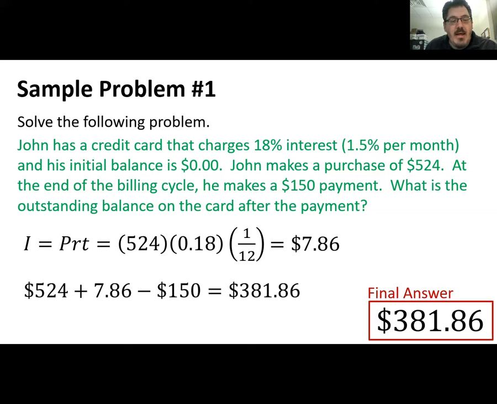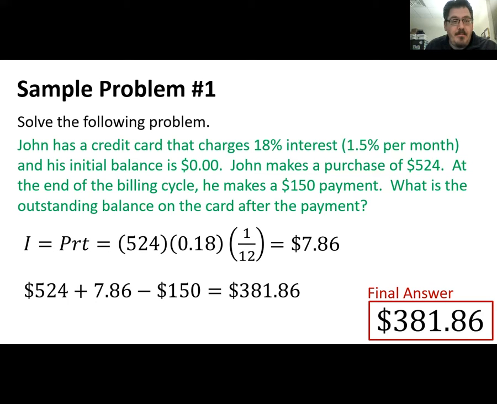So remember to account for the interest and make sure that that's been calculated and added in before you subtract off anything. We don't want to subtract, for example, the 150 from the 524 and then calculate interest based on that lower amount. That'll give us a different value. So again, make sure you calculate the interest first and then add that in before you subtract off the payment that is made.